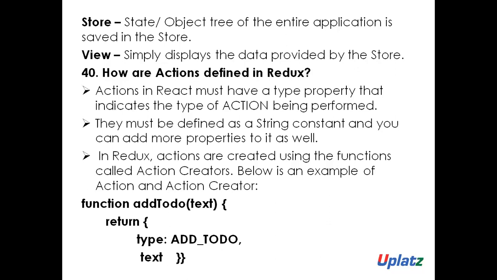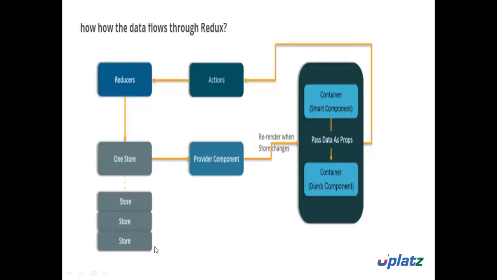How are actions defined in Redux? We have a property called type. For the action being performed, we need to define the string constant as well as the properties. For example, below I show you actions and action creators. We have a property called type and text.